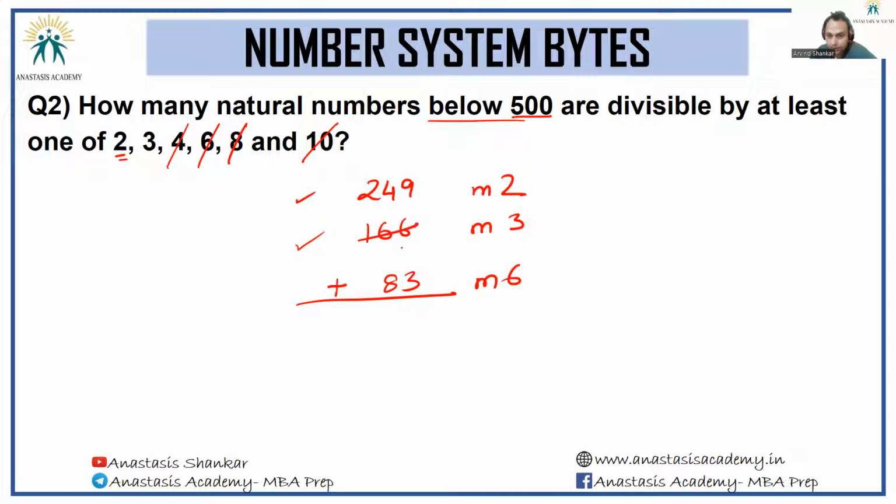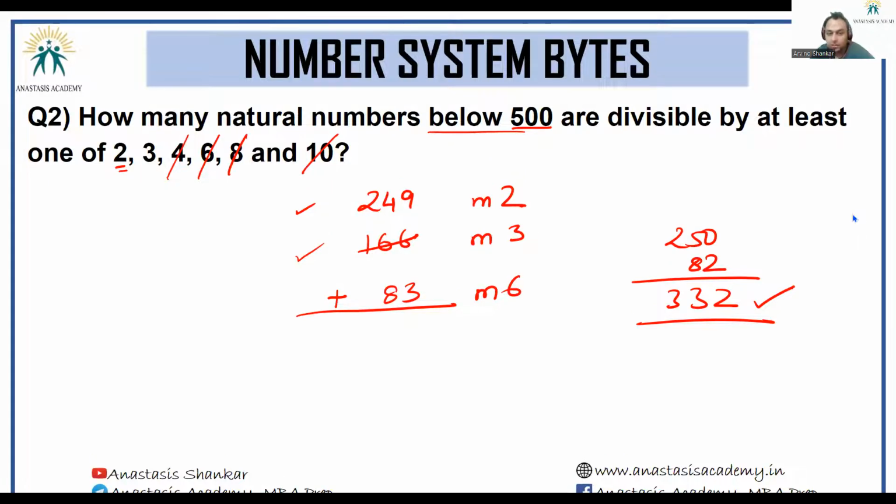These two, if I cancel, I will get 83 only. So 249 plus 83. So 250 and 82, so 332. There are 332 numbers below 500 that are divisible by 2 or 3 or 4 or 6 or 8 or 10. As soon as you have included multiples of 2, you have also included multiples of all other possibilities specific to this case. You have multiples of 4 also included, you have multiples of 6 also included, and so on and so forth. Okay.